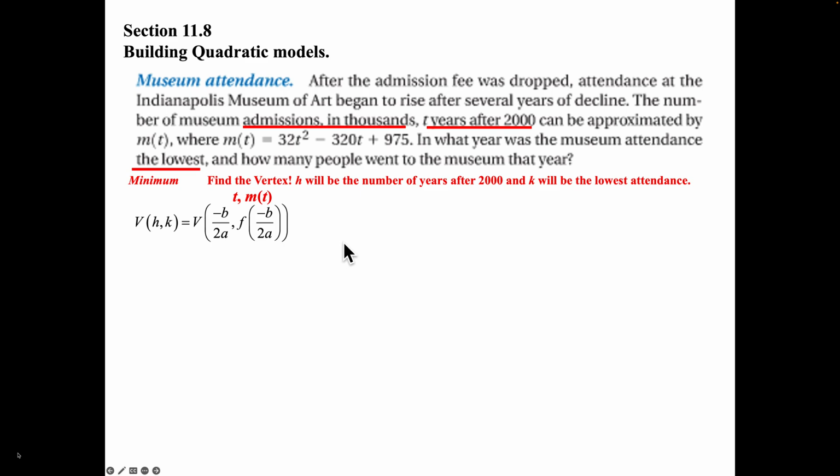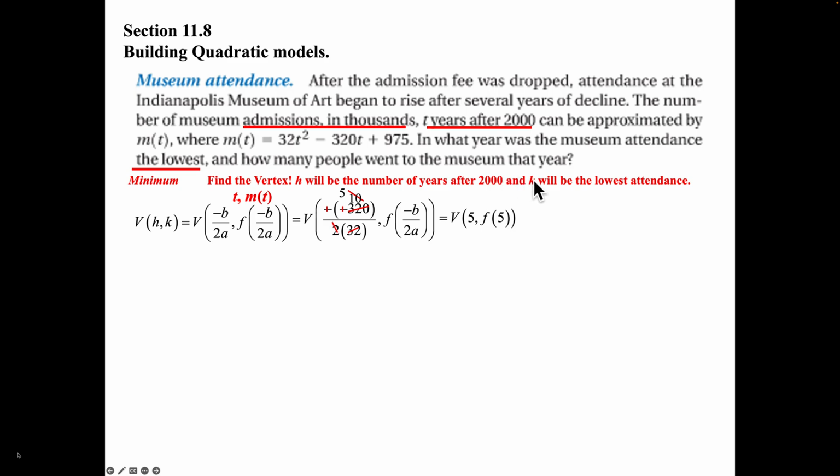So I'm going to use my vertex formula. Negative b over 2a. All right, negative negative 320 over 2 times 32. Wait a minute. Negative from the negative is a positive. 32 can go into 320 10 times. 2 goes into 10 5 times. So there's my h. So technically, this was in the year 2005.